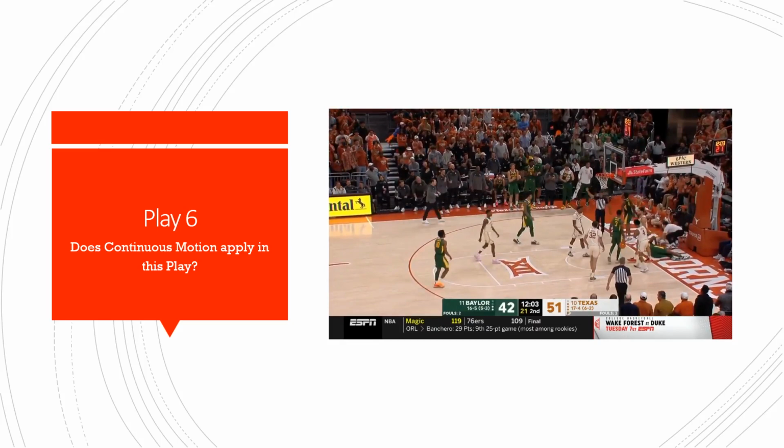Does continuous motion apply in this play? Yes, absolutely. Our offensive rebounder gathers the basketball and moves toward the goal to attempt the try. This is absolutely continuous motion at work. Let's look at the next play.